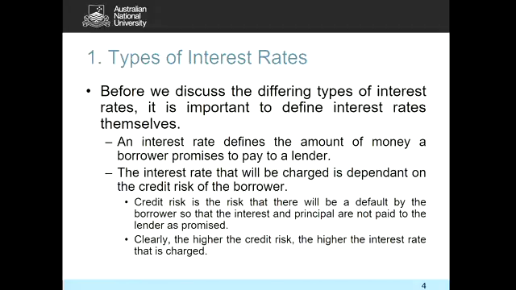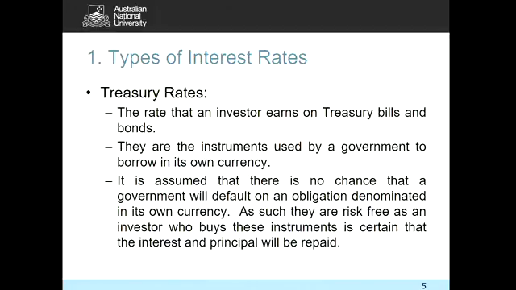And that makes sense. In Foundations in Finance, you learned about risk and return. The higher the risk, the more return you demand. So when you loan someone money, the riskier they are, in other words, the less likely they are to pay you back the money, the higher the interest rate you will charge them.